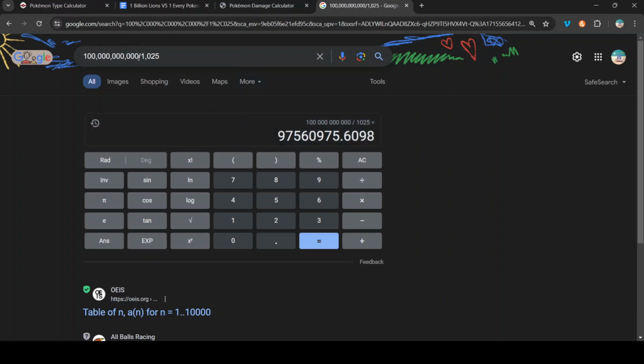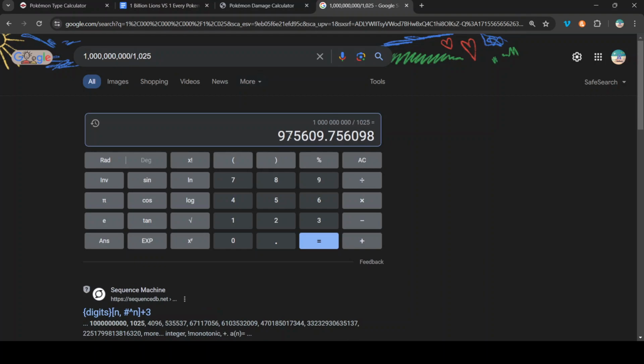I think I typed in the number wrong. Hang on, guys. Okay, what the... Oh, that's 100 billion. Oops. Yeah, this is just ridiculous to expect one Pokemon to do. Now, they can work together. But still, no shot.